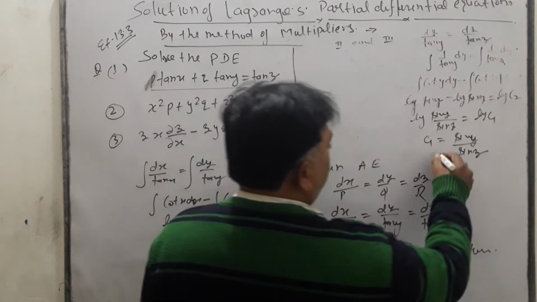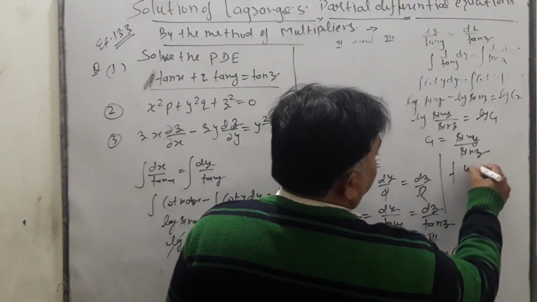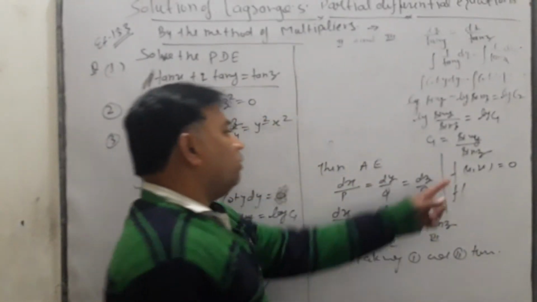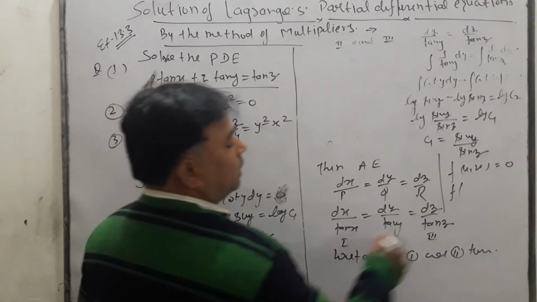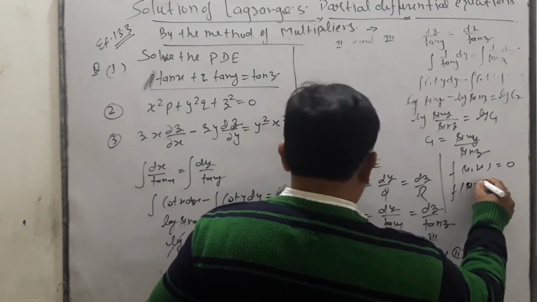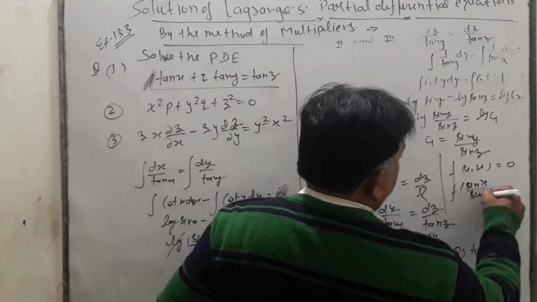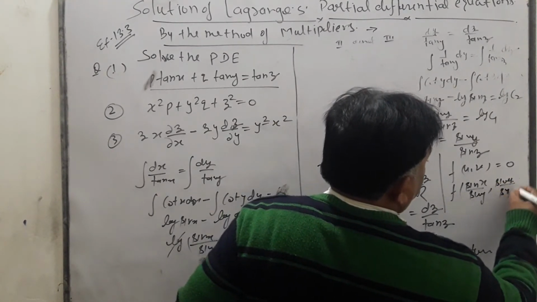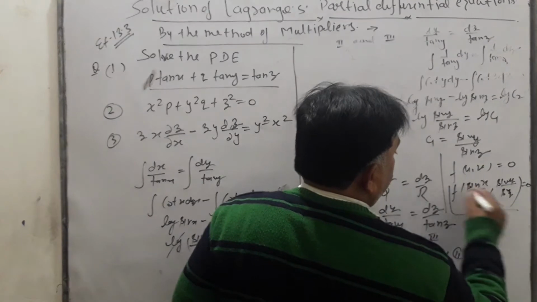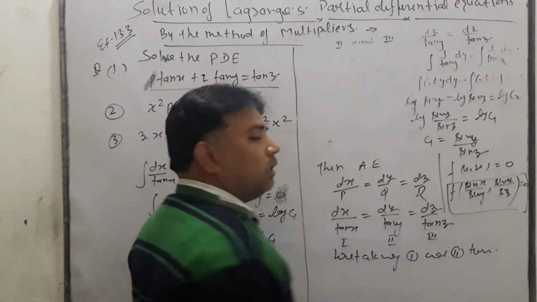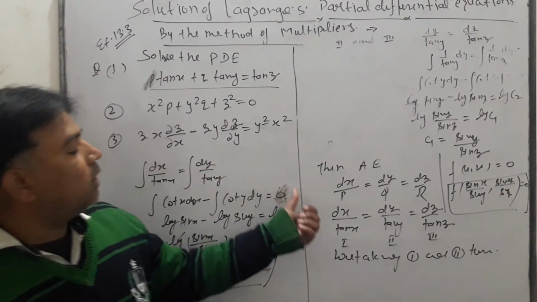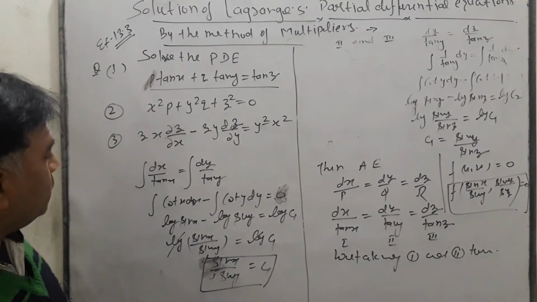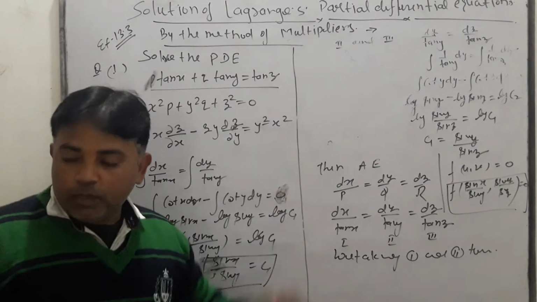You write the solution in the form f of u comma v equals 0. So the solution of the given partial differential equation is f of sin x upon sin y, sin y over sin z equals 0. This is the right answer of this partial differential equation. Understand easily how to solve the partial differential equation by the Lagrange method.